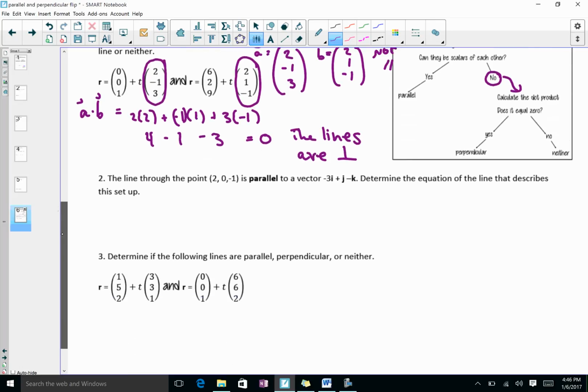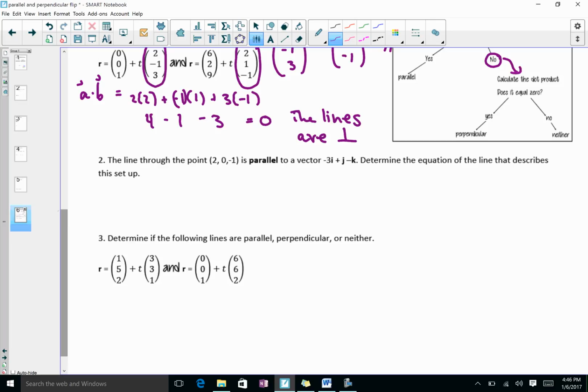If you'd like to try the next example and pause it, feel free to do that. And again, I'll have the answer worked out for you when you come back in. The line through the point 2, 0, -1 is parallel to the vector -3i plus j minus k. It wants us to determine the equation of a line that describes this setup.